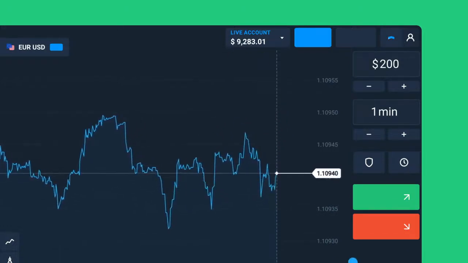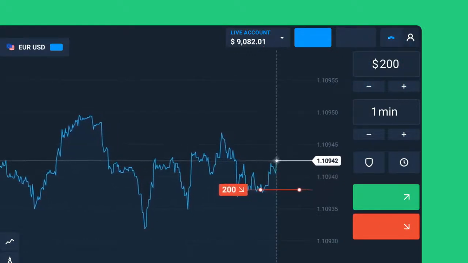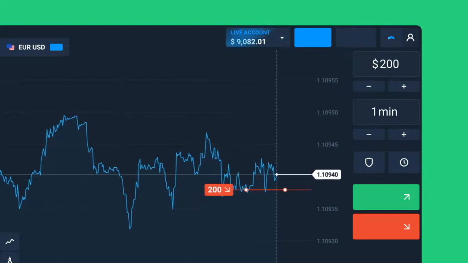And second, the amount of the trade is the maximum amount that a trader can potentially lose in case the forecast is incorrect, regardless of how much is deposited on the account.